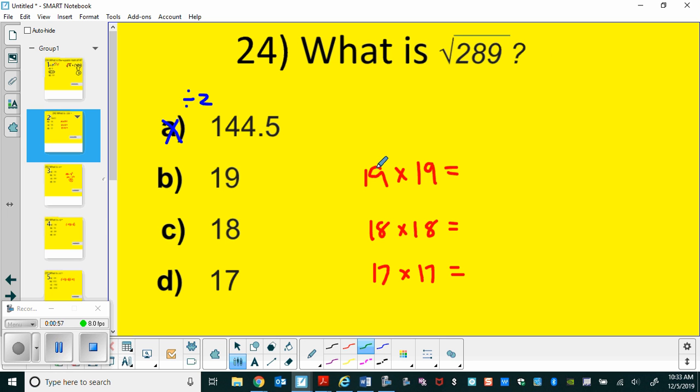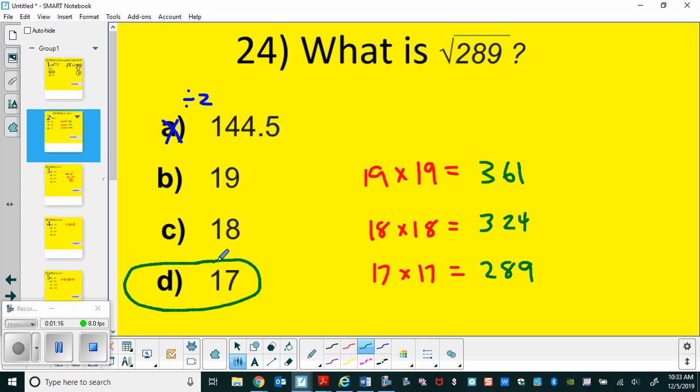So in your calculators, if you do 19 times 19, you'll see that that's 361. If you do 18 times 18, you'll see that that's 324. And if you do 17 times 17, you'll see that that's 289. So the square root of 289 would be 17. 17 is the number that you multiply by itself to get 289.